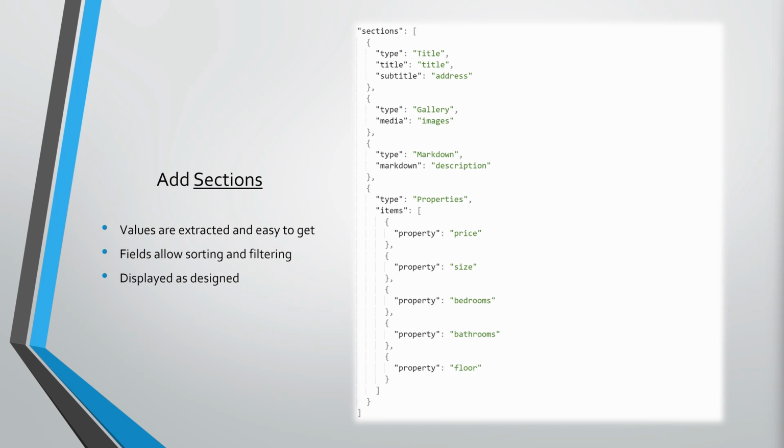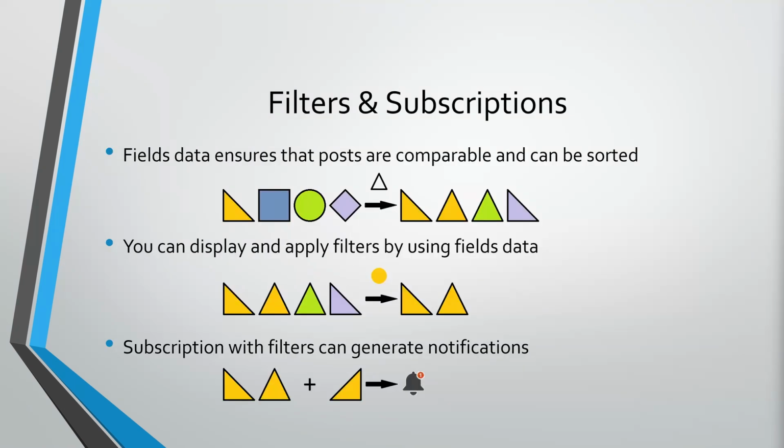We can see common patterns that are recognized and can be utilized for displaying data. We can split a post into sections and connect those to values through fields. Values, fields, and sections are the basics that define Notidar and allow us to build on top of it. For example, filters and subscriptions are key features.